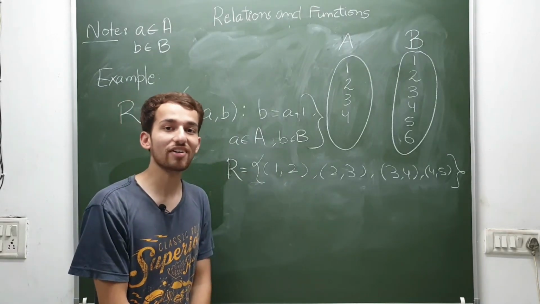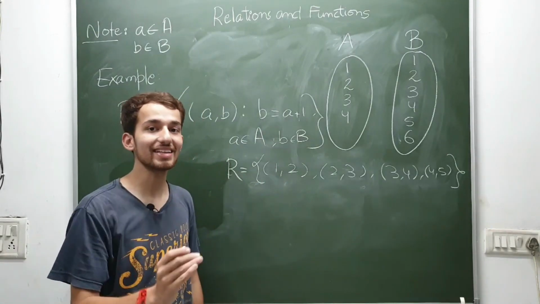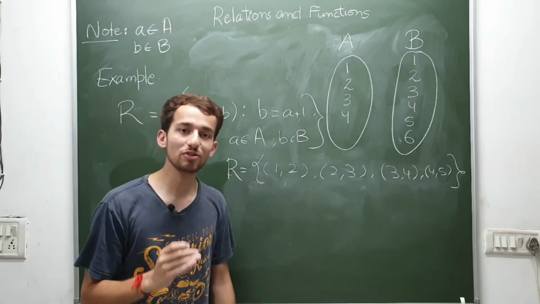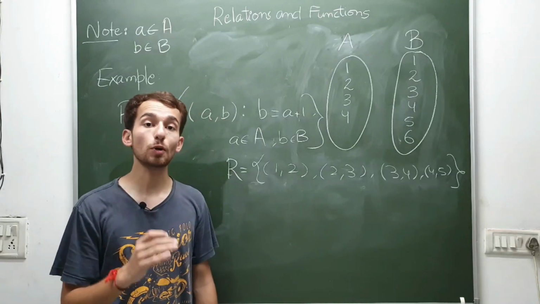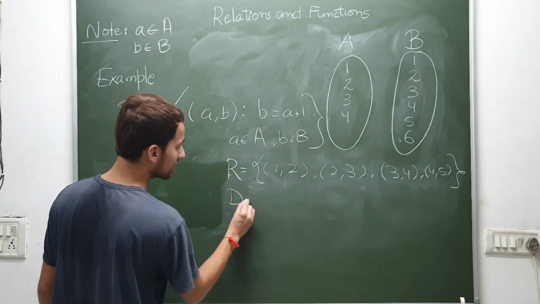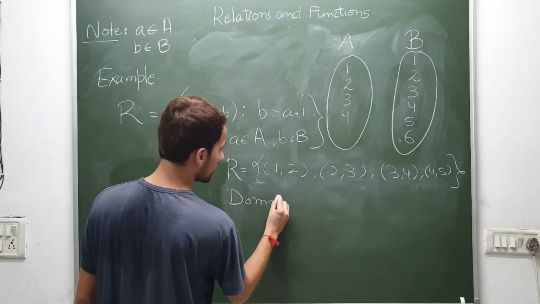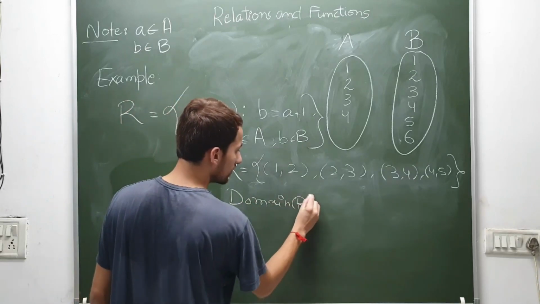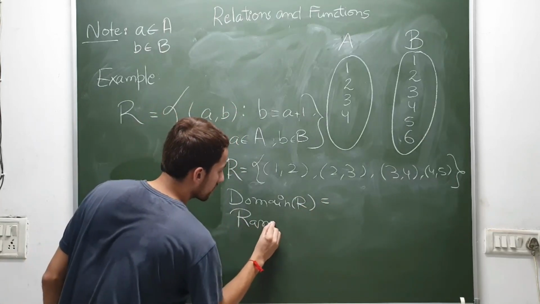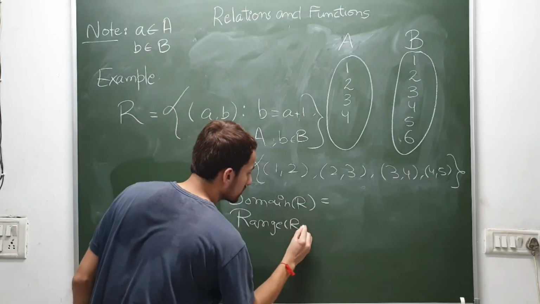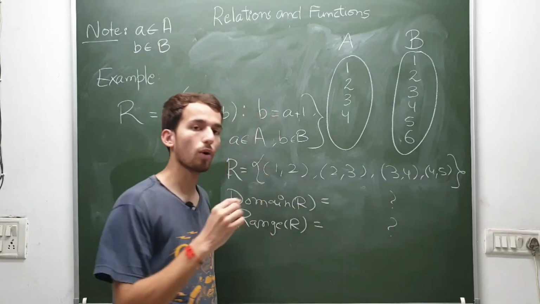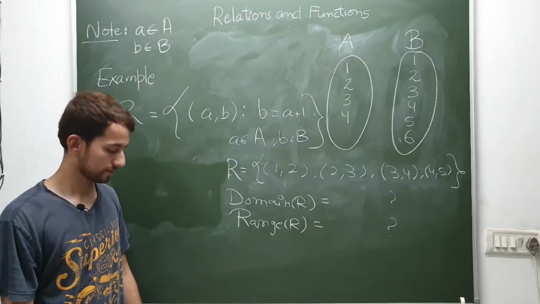Now I am interested in finding the domain, codomain and range of the relation R. I ask you to pause the video and try to first find it yourself. Give me the three quick answers. What are the domain of R and the range of R? First, please answer me these two. Pause the video and try it yourself.